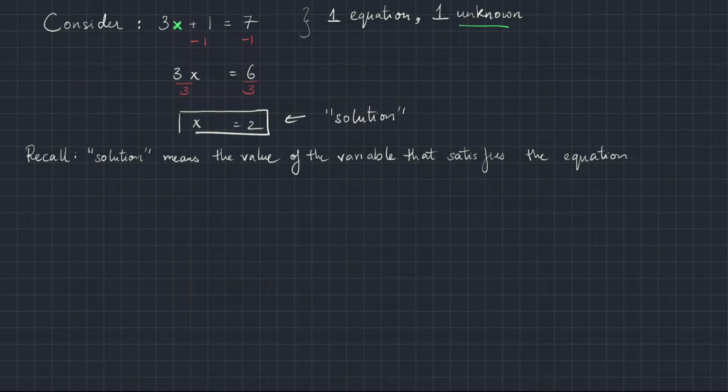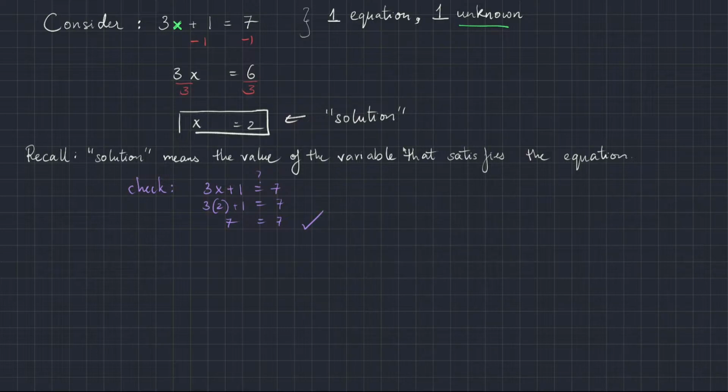We can always check if x equals 2 is a solution to the equation by plugging it back into the original equation. For example, to check, we can say that, okay, 3x plus 1 equals 7. Let's check if x equals 2 works. 3 times 2 plus 1 equals 7. 3 times 2 is 6, 6 plus 1 is 7, and we have 7 equals 7.